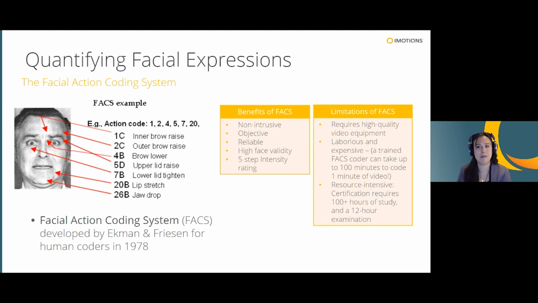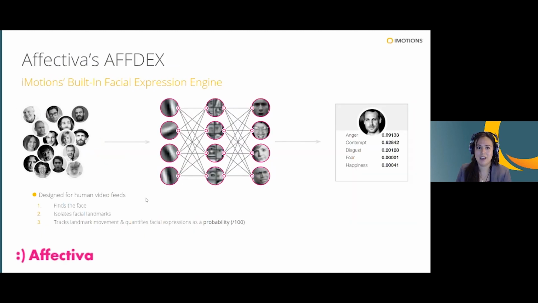So there's a lot of demand now for automated versions of the FACS system, now that computer vision and machine learning have become a lot more prevalent in the tech world today. There are several engines out there on the market, but the one that we work with is called AFFDEX, which is by a company called Affectiva.